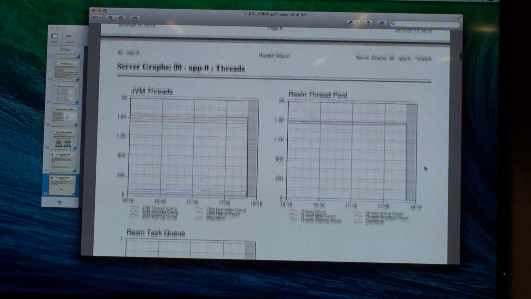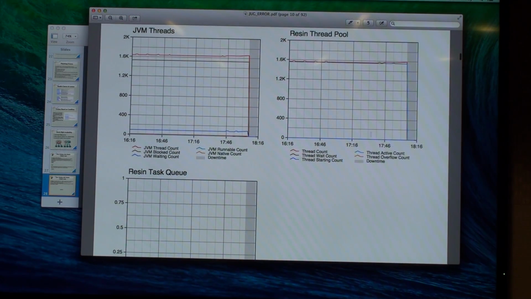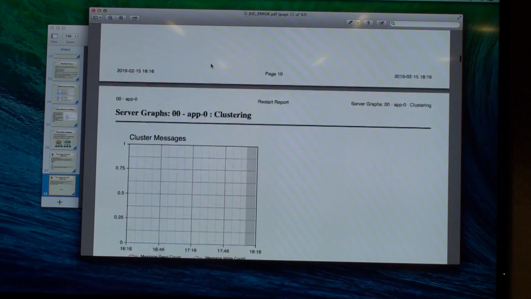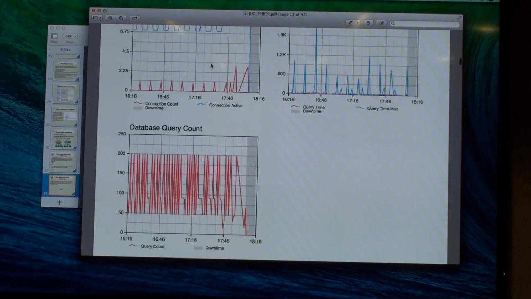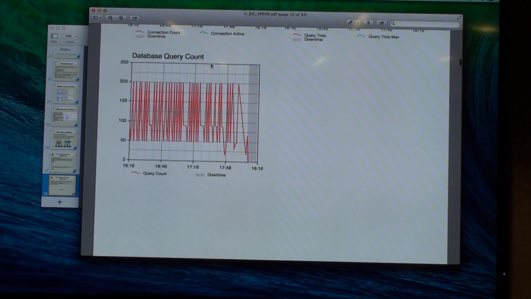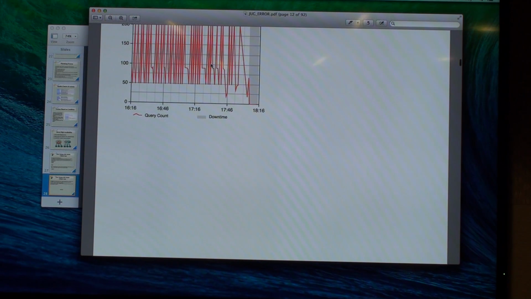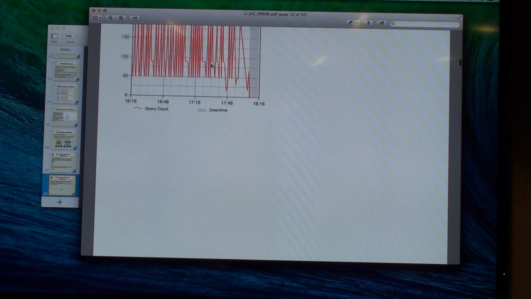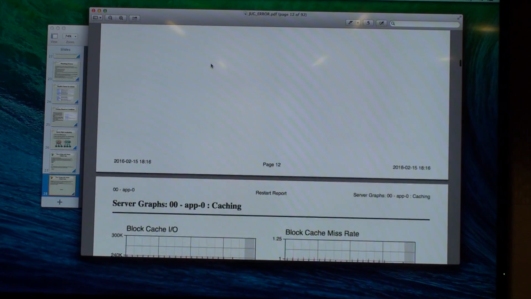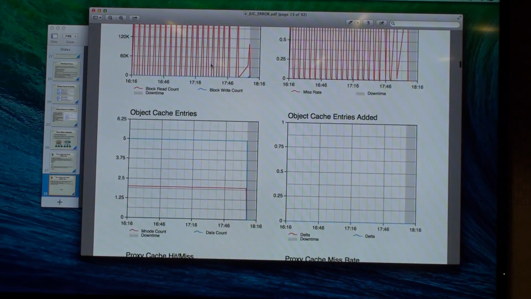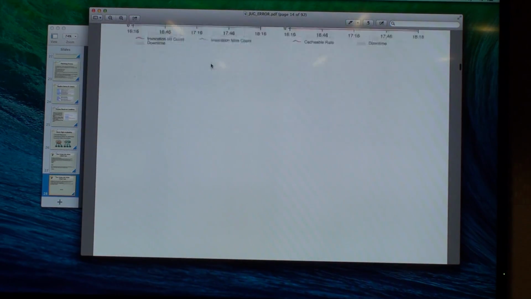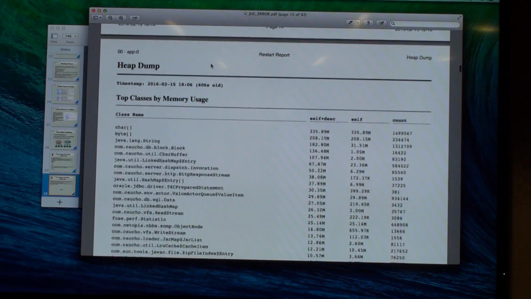Well, if we examine the JVM threads a bit more, we can see, just another representation of what we saw earlier, that their thread count was almost completely full of blocked threads. And in this particular case, it turned out to be a database issue as well, within their app server code that was going on. So when we look at, here we go, the heap dump.